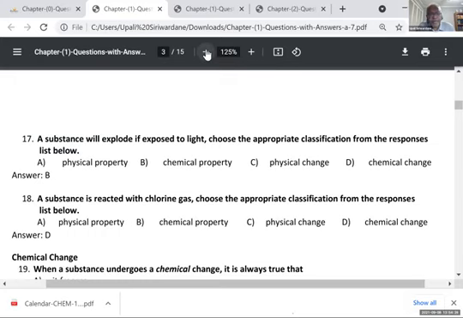Number 17. A substance will explode if exposed to light. Choose the appropriate classification from the responses listed below. It's a chemical property. Explosiveness is a chemical property.